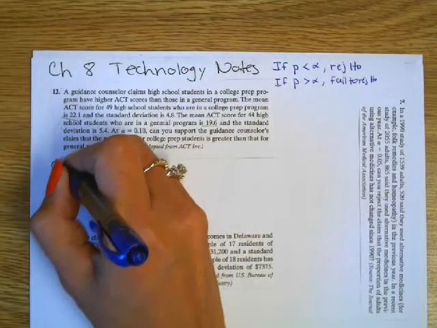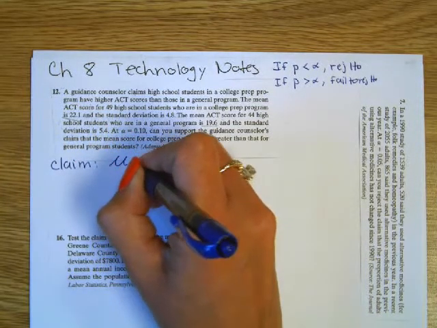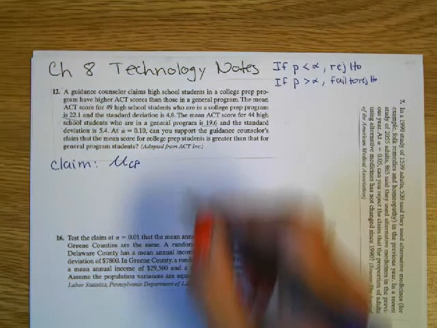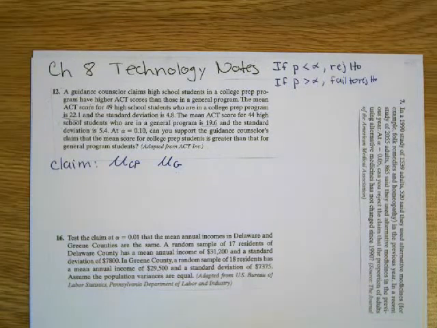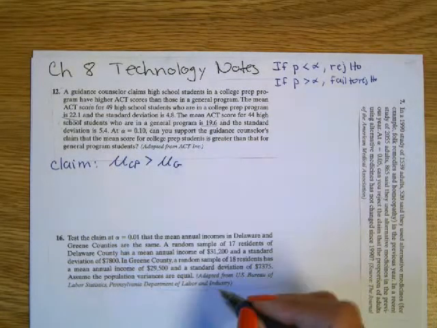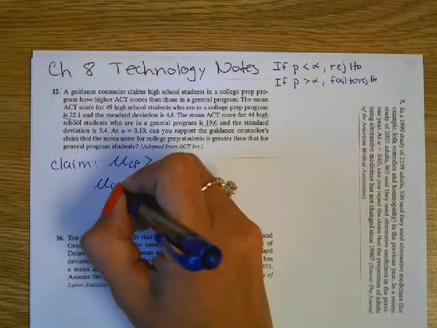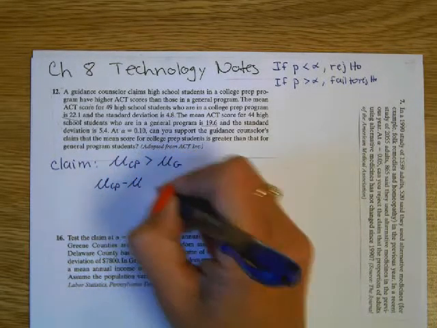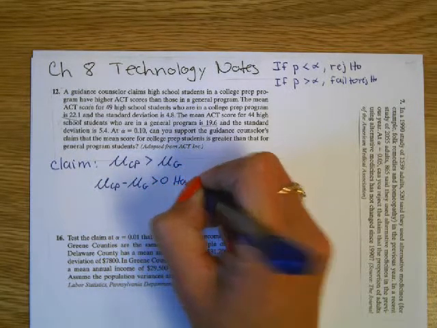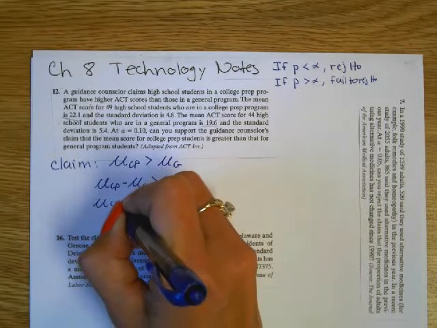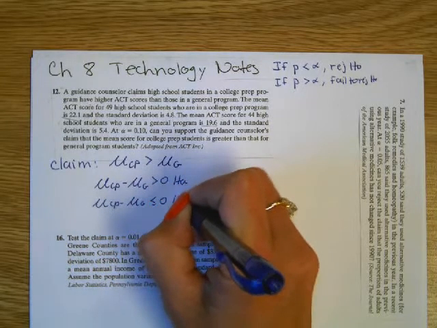So the claim then is that the mean of the college prep program, how would those scores compare to the general program? Greater than. All right, so there's our claim. So if we write it as a difference, mean of the college prep minus the mean of the general is going to be greater than 0, making that the Ha. The H0 will be less than or equal to.